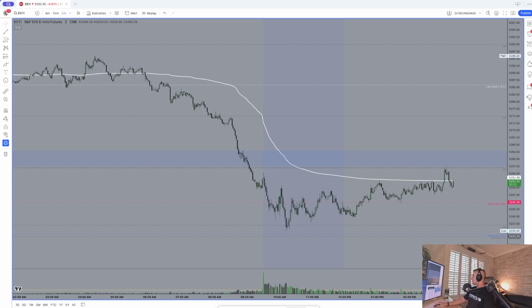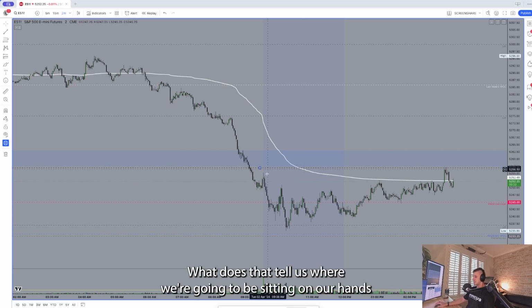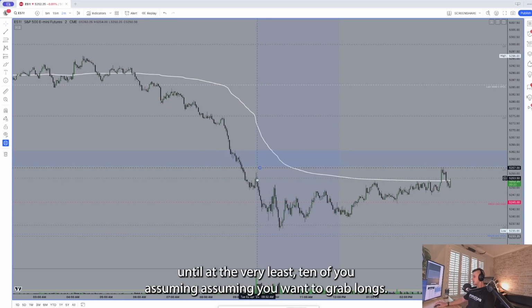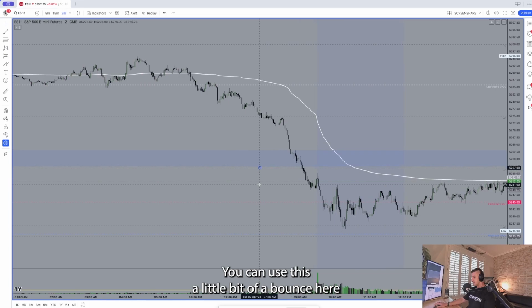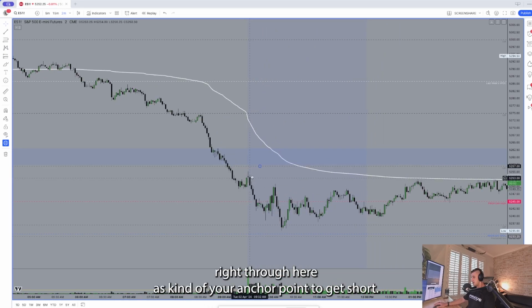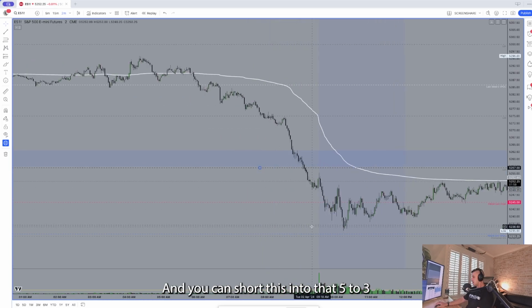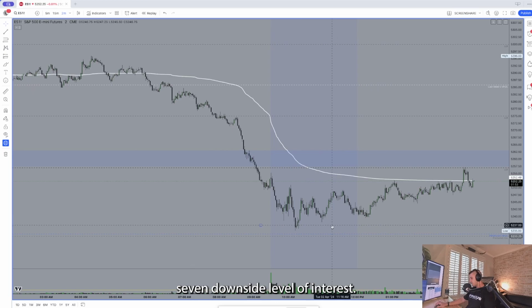So what does that tell us? We're going to be sitting on our hands until, at the very least, 10 a.m. Assuming you want to grab longs. Now, if you want to slap some shorts off the open, that's quite all right. This is a nice opening drive type of trade with the failed breakout. You can get short. You can use this little bit of a bounce here, right through here as kind of your anchor point to get short, and you can short this into that 5237 downside level of interest.